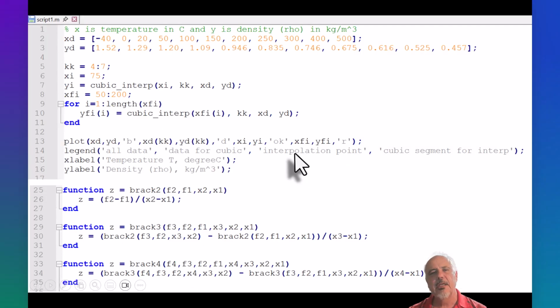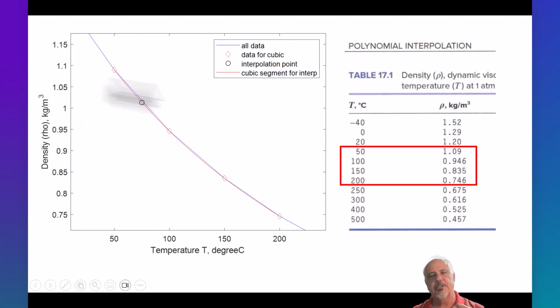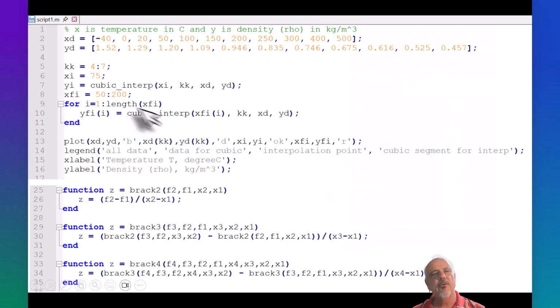Very nice. And here's how I did that graph. I had my raw data, XD, YD, and my KK, as I was saying, going 1, 2, 3, 4, 5, 6, 7. So 4 through 7 sets up my indices into my X's and my Y's. And then I went ahead and got my YI from that XI being 75. And I did the XI, YI as a circle in black. That's what the OK means.